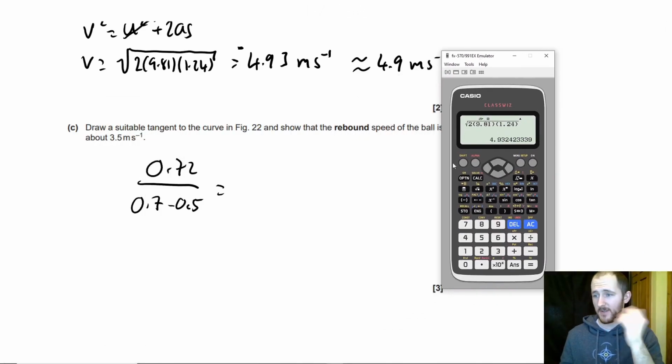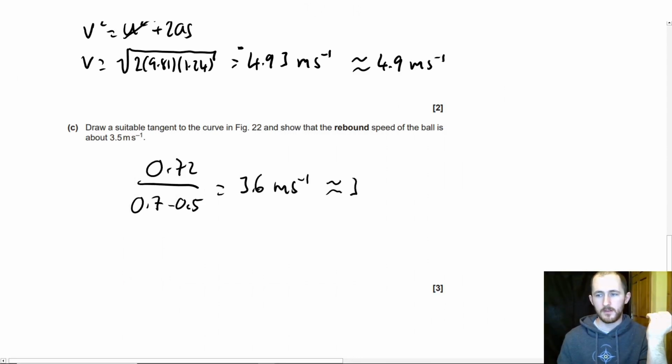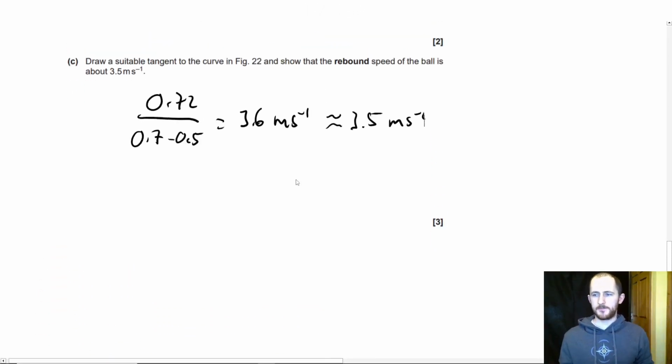And this is a 3-mark question. I've already done it, right? It's not too bad. So just whip out your ruler. And not just that, unfortunately in A-level physics you're going to be drawing a hell of a lot of tangents. 18 over 5, so 3.6 meters per second, which is about 3.5. Not too shabby, at least I find, anyway.